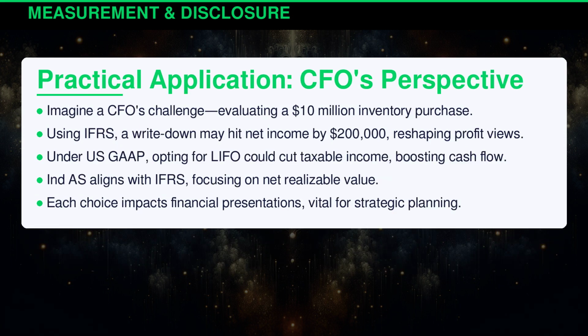Imagine a CFO's challenge, evaluating a $10 million inventory purchase. Using International Financial Reporting Standards, a write-down may hit net income by $200,000, reshaping profit views. Under U.S. Generally Accepted Accounting Principles, opting for LIFO could cut taxable income, boosting cash flow. Indian Accounting Standard aligns with International Financial Reporting Standards, focusing on net realizable value. Each choice impacts financial presentations, vital for strategic planning.